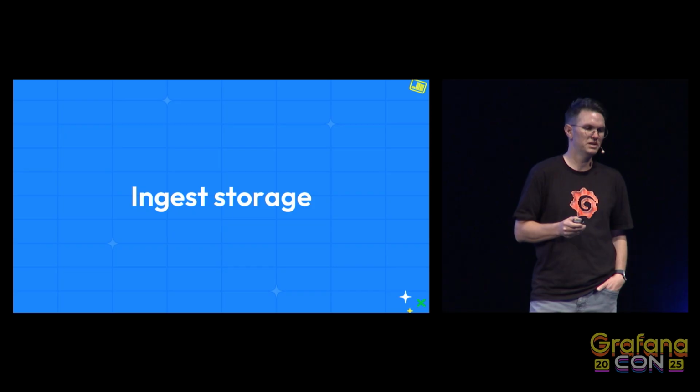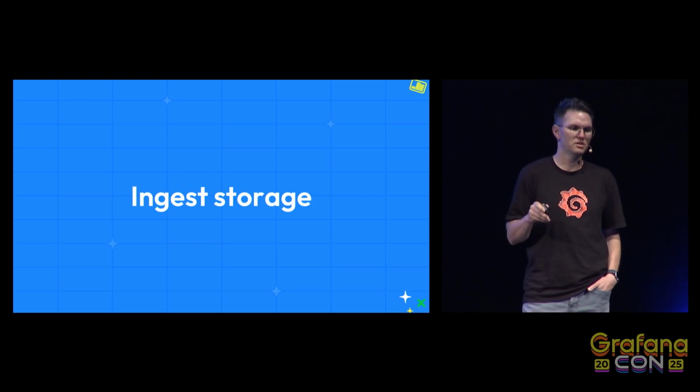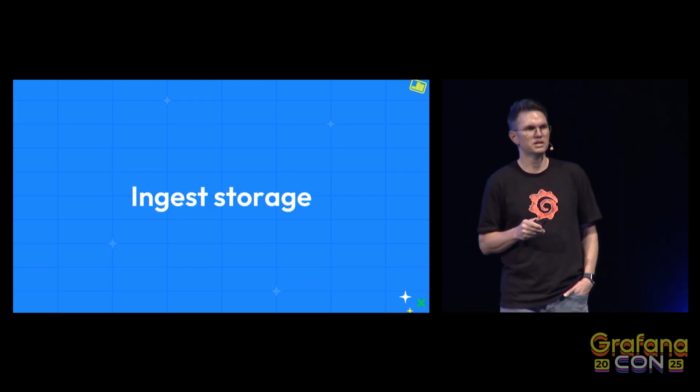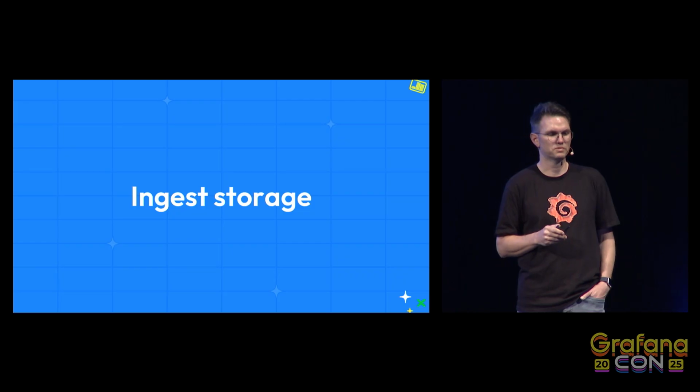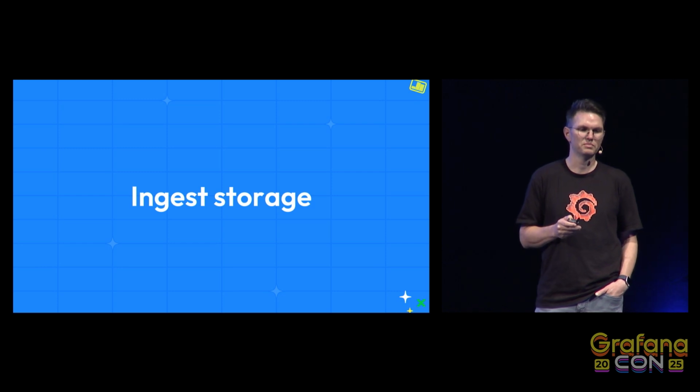So now that we've seen a bit about how Mimir 2 works, let's talk about Mimir 3, and we're going to start by talking about ingest storage. So as I mentioned before, ingest storage is a new architecture option which we're introducing in Mimir 3, and the goal of ingest storage is to provide better scalability and resilience than we saw with Mimir 2.